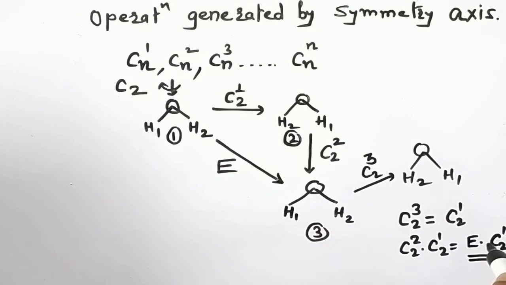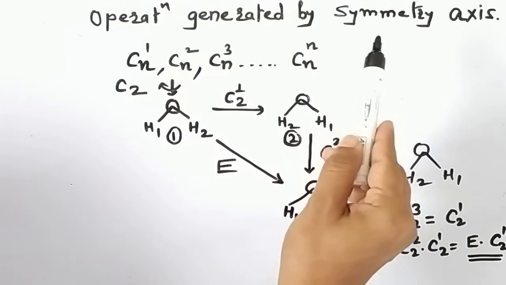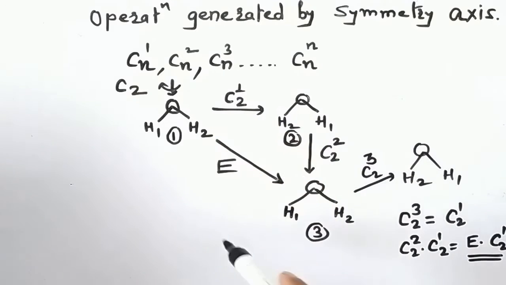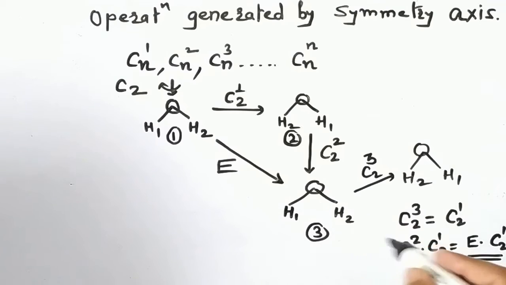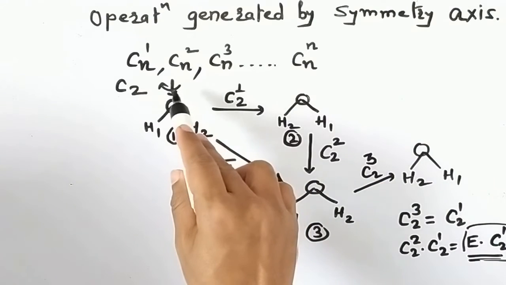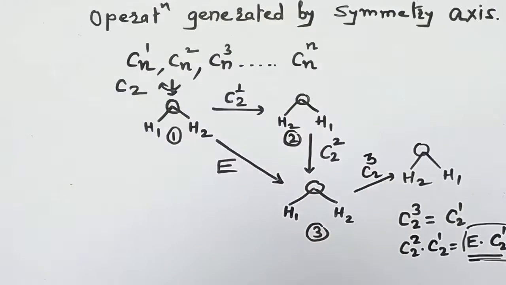So what does it mean, my friends? It means that we can operate a symmetry axis on a certain molecule many times, and by doing that I will receive a new operation, and that newly generated operation will be a part of the original operations. So we will take one more example.